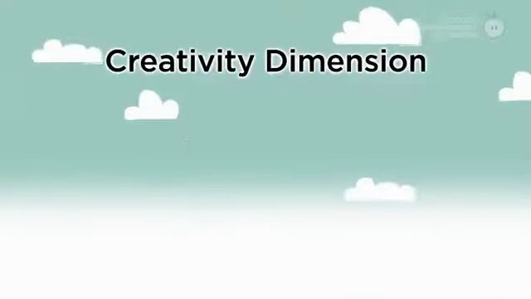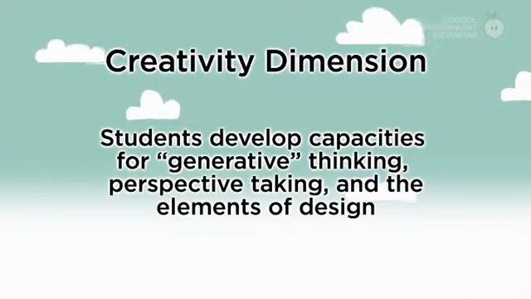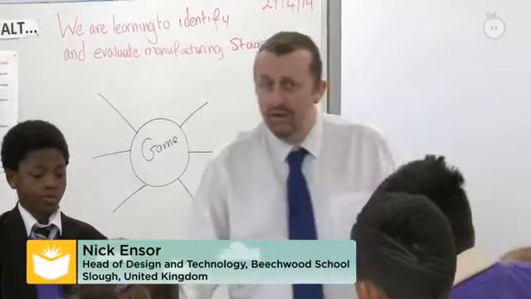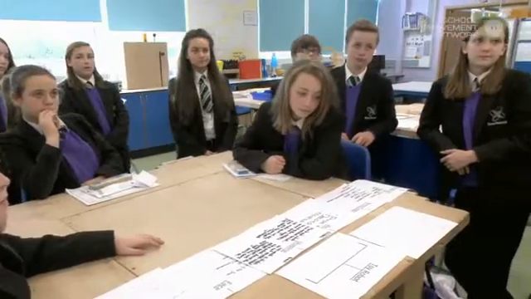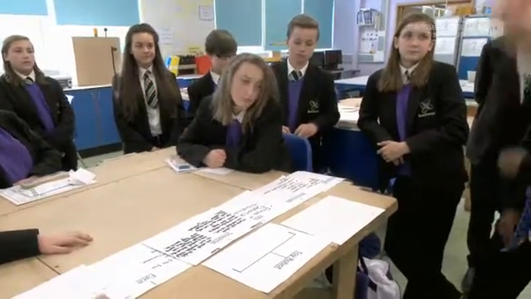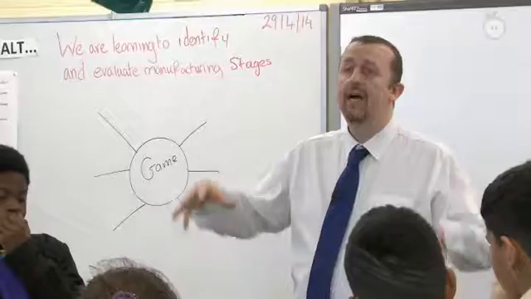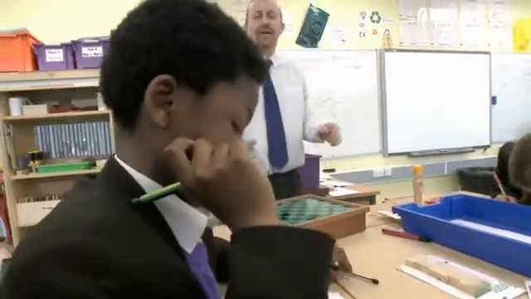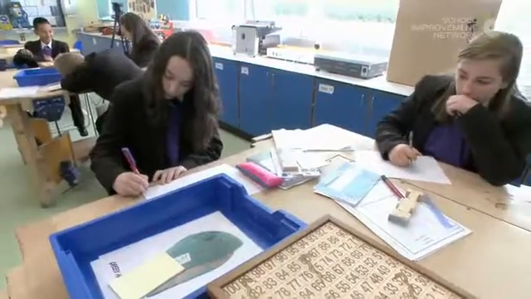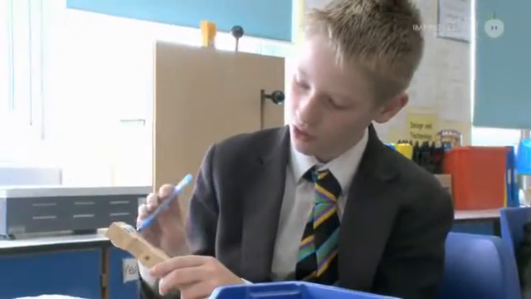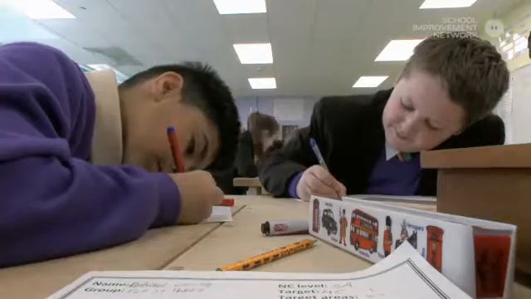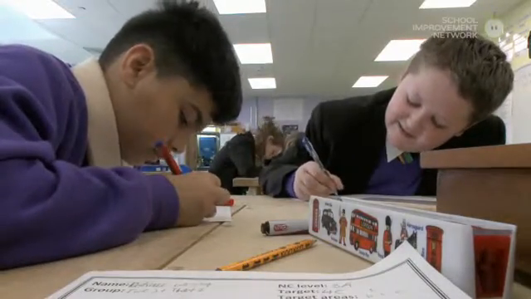In the creativity dimension, students develop capacities for generative thinking, perspective taking, and the elements of design. I want you to create for yourself a plan of manufacture, stage by stage how to make it. Don't forget your sub-stages. In Nick Enzer's design technology class at Beechwood School, his Year 7 students generate ideas for the design of a toy robot. In this kind of assignment, creativity may be the most important component to problem solving.